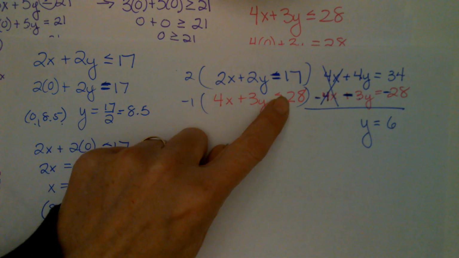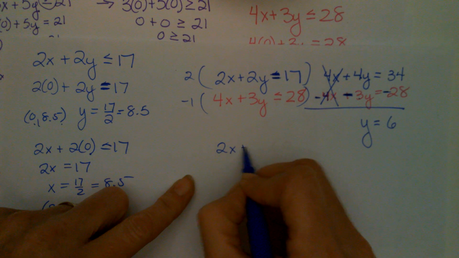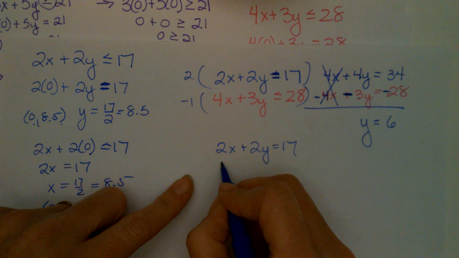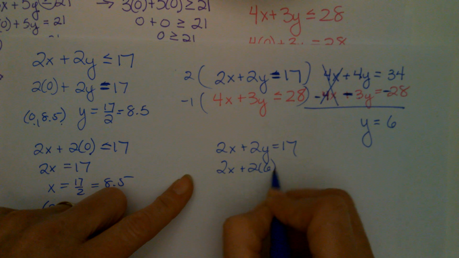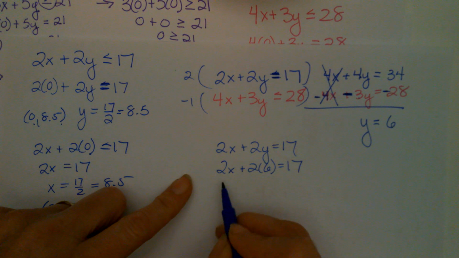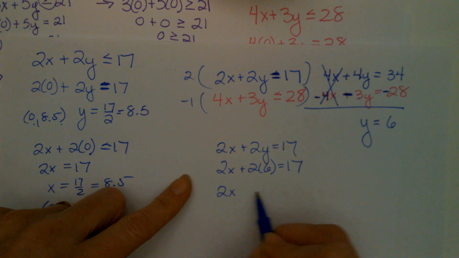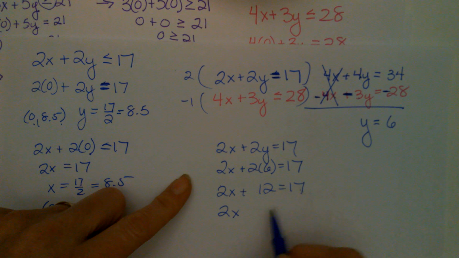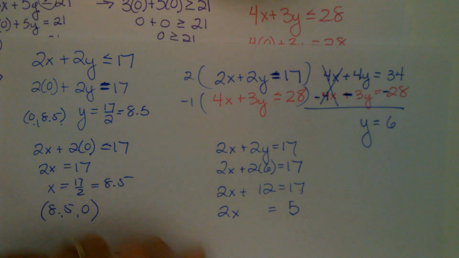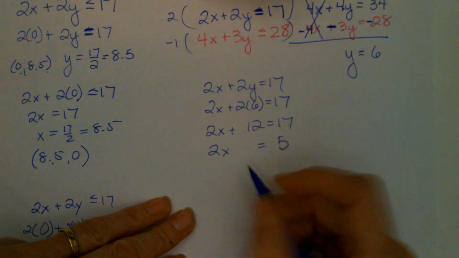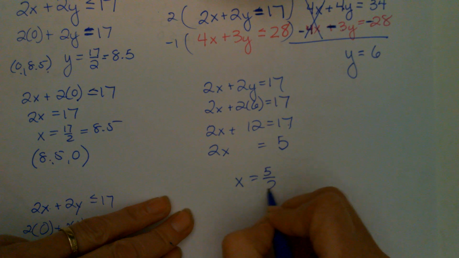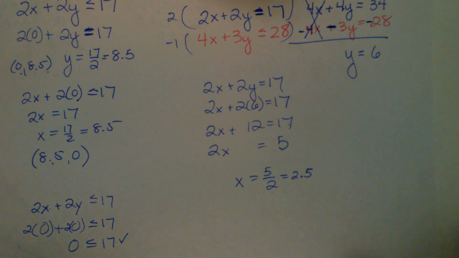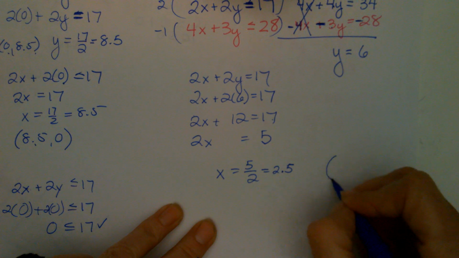So I'm going to go ahead and use this original equation, 2x plus 2y equals 17, to find the x value by plugging in 6 for y. So I have 2x plus 2 times 6, that's where I got that from, is 17. So 2x plus 12 is equal to 17. So I'm going to subtract 12 from both sides: 2x is equal to 5. And then I get that x is equal to 5 divided by 2, which is just equal to 2.5. So that's not too bad. So what I get is that that point is at 2.5.